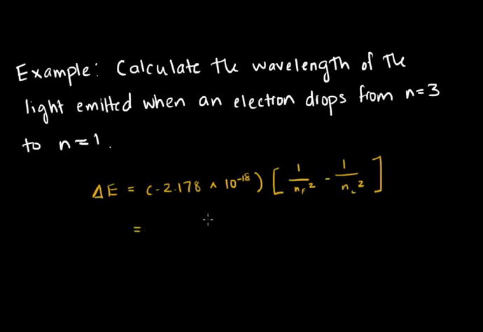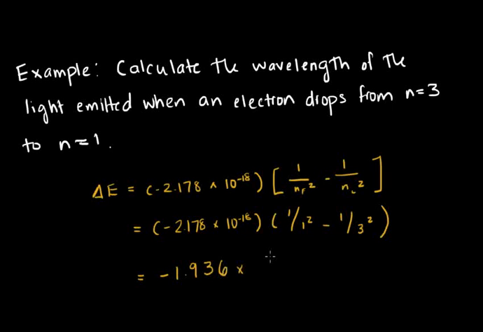And we can plug in our n final and n initial values because we know the electron drops from n equals 3 to n equals 1. So we know the final state is going to be 1 and the initial state is going to be 3. So let's plug this in: negative 2.178 times 10 to the negative 18, that's really tedious to write, times 1 divided by 1 squared, minus 1 divided by 3 squared. And if we plug this into our calculator, we're going to get negative 1.936 times 10 to the negative 18 joules.